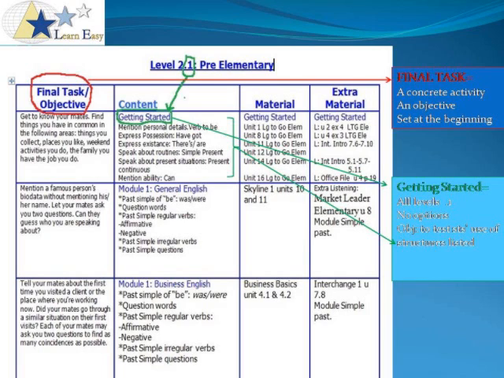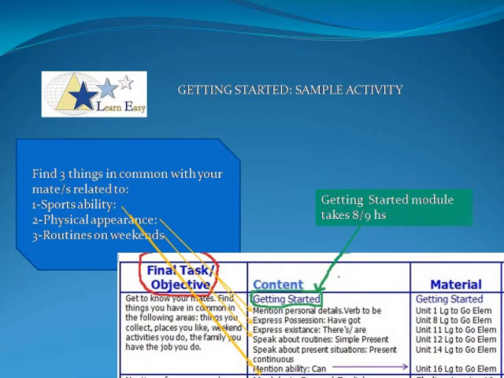So, for example, in 2.1, we have to check that students can use the verb to be, have got, there is, there are, simple present, present continuous, and can. So, let me show you in our next slide how we can check this. In one lesson of the Getting Started module, we may bring an activity like this one.